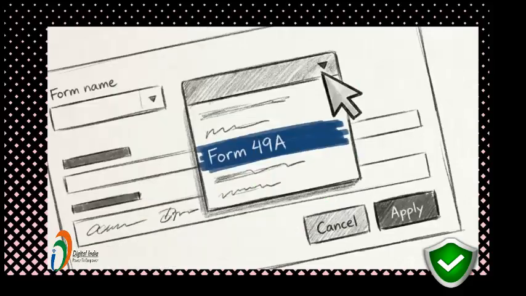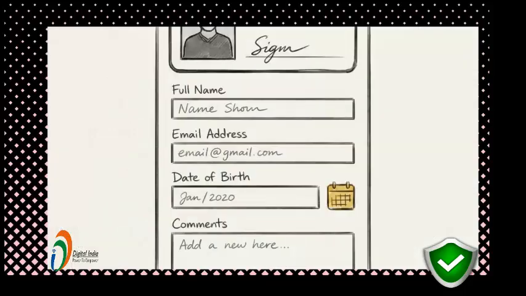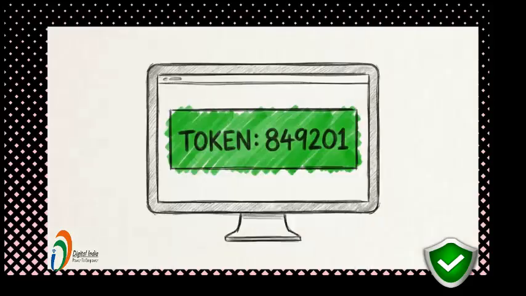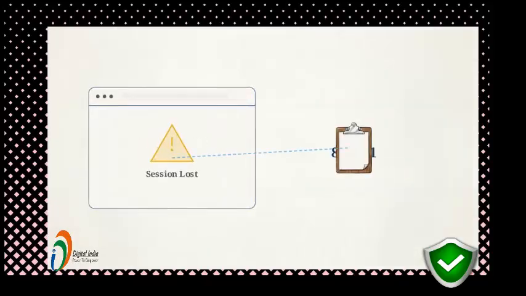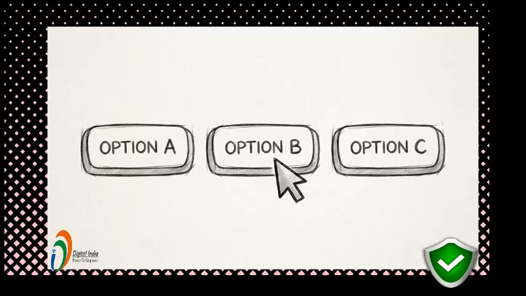Once you're in, set the application type to Form 49A for Indian citizens. Fill out your basic name, date of birth, and contact information to register. As soon as you hit submit, the system generates a token number. Copy this down immediately. If your browser crashes or reloads, this token is your only way back in without starting over. Now you're facing the most critical choice of the entire application, selecting your submission method.